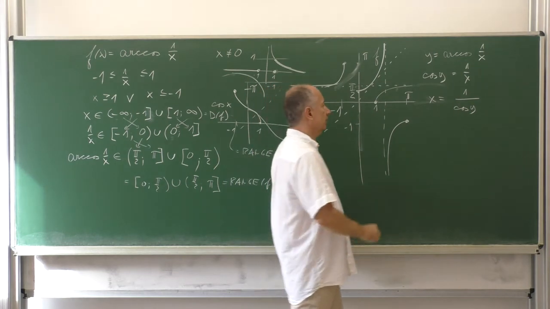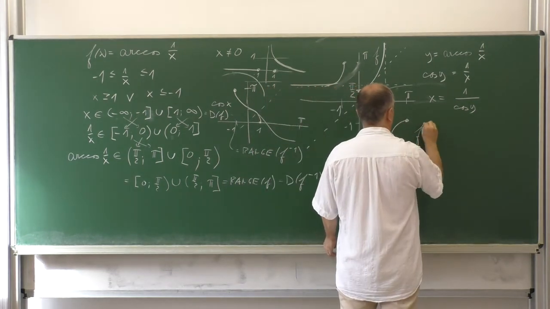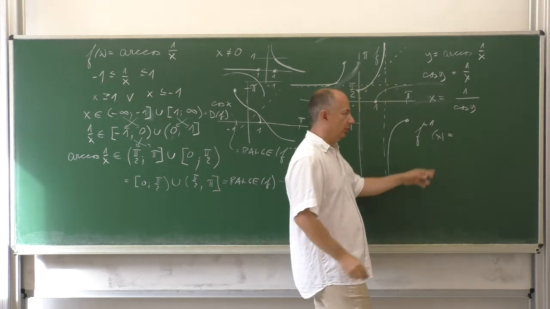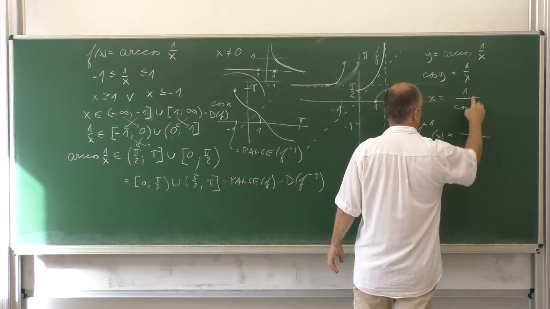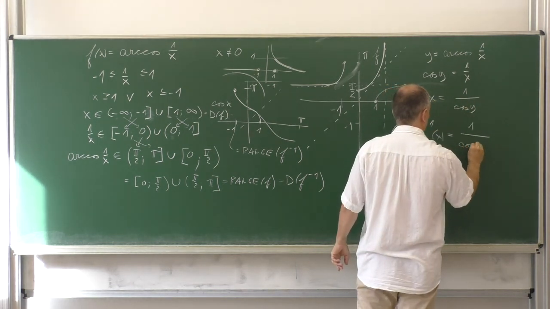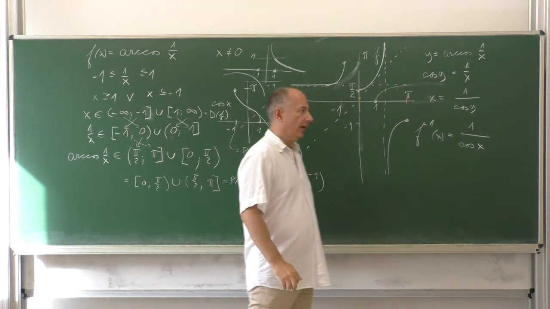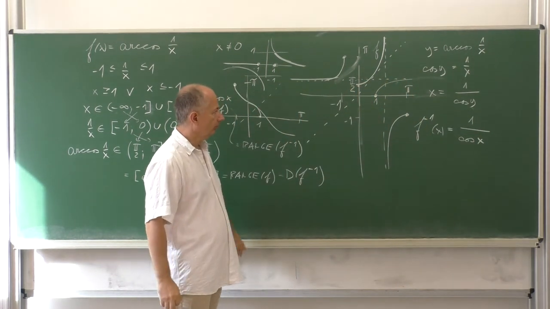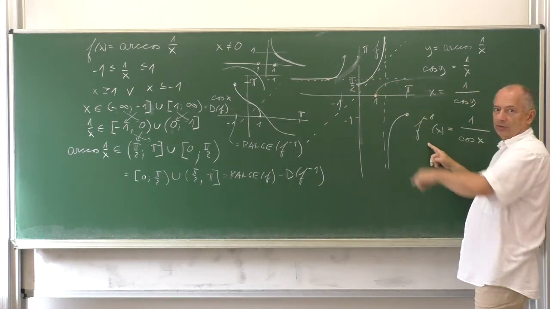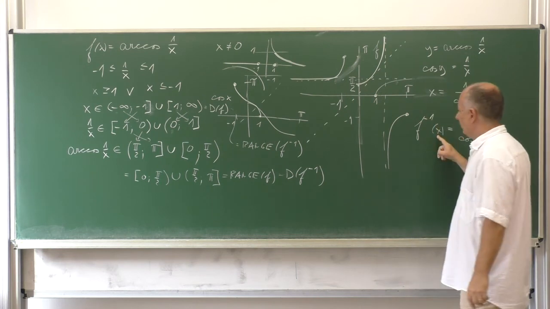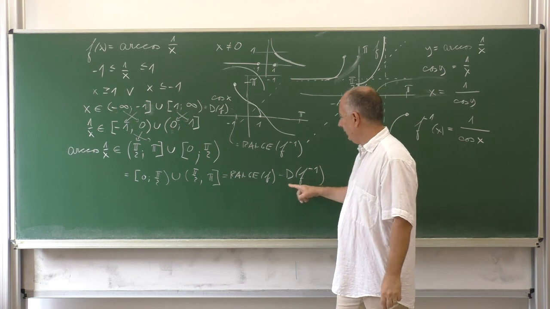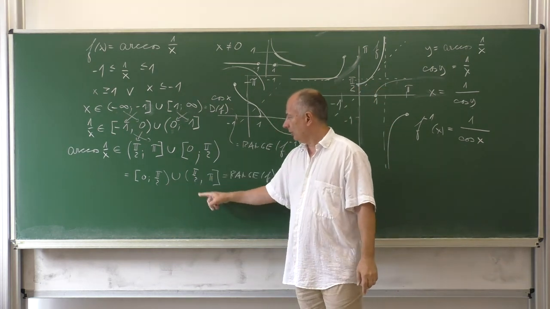So we can find the formula for the inverse f minus 1, and we call the argument x as usual. And this is this expression when we change x and y. So we have 1 over cosine of x. Note that if we call this the inverse to that function, then x must be only from this set, the domain of f inverse, which is the union of these two intervals.